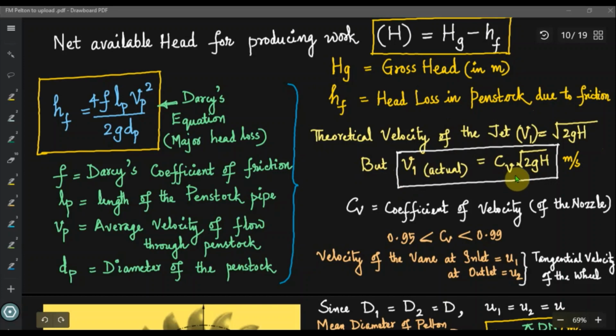equal to Cv into theoretical velocity, that is, V1 actual is equal to Cv into root of 2gh, that much meter per second. Cv is the coefficient of velocity of the nozzle that takes care of the losses in the nozzle. Usually the value of Cv ranges from 0.95 to 0.99. For a typical design case, you can assume the value of Cv as 0.98.